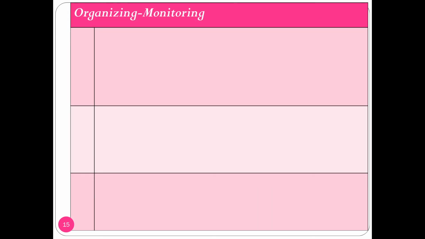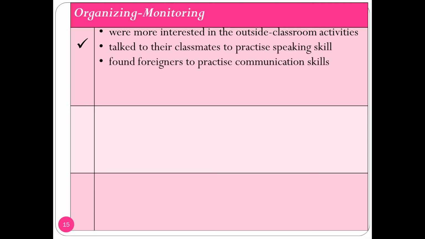With organizing and monitoring, the students were more interested in outside classroom activity, such as watching entertainment programs in English or listening to music. They also talked to their classmates to practice speaking skill or found foreigners to practice communication skills. They accessed the internet to read and translate the information they were interested in.